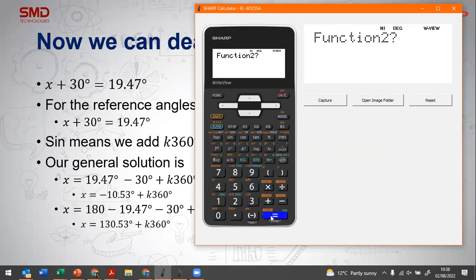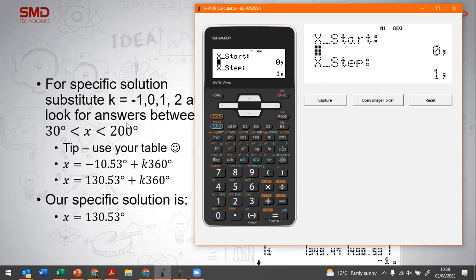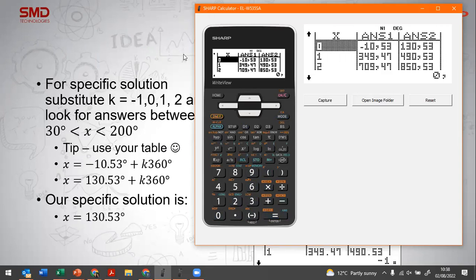And then in function 2, we're going to fill in the second one here. So we're going to have 130.53 plus, again, we're going to use x instead, times 360 degrees. Now, our question is asking us for solutions between 30 degrees and 200 degrees. So just skip these two. Well, just leave them as they are because we're substituting in k as -1, 0, 1, 2. So our x value is our k.